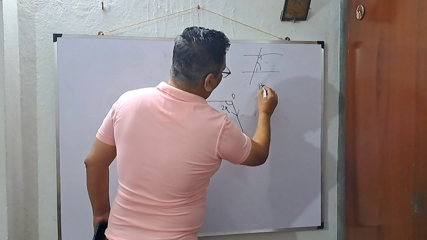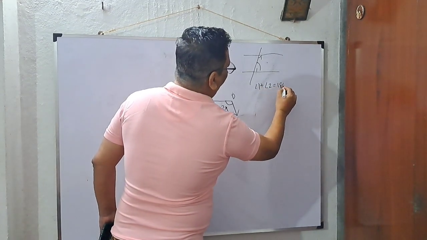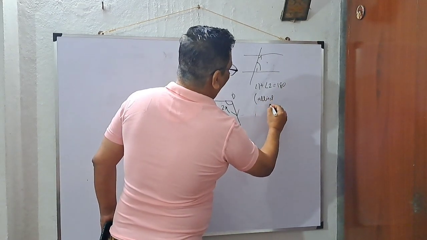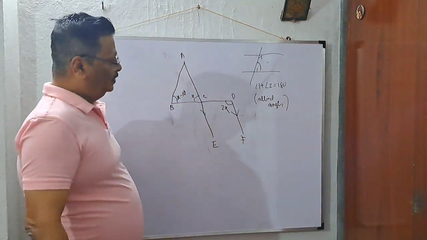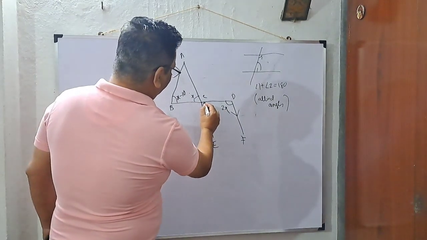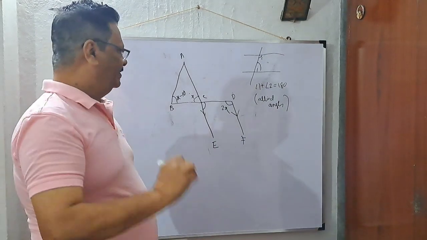Angle 1 plus angle 2 will be 180 degree. They are called allied angles. Right? We'll use that part here. So if this is 2x, they together will add up to 180 degree.